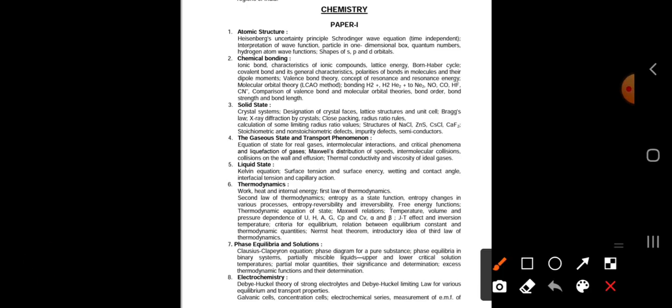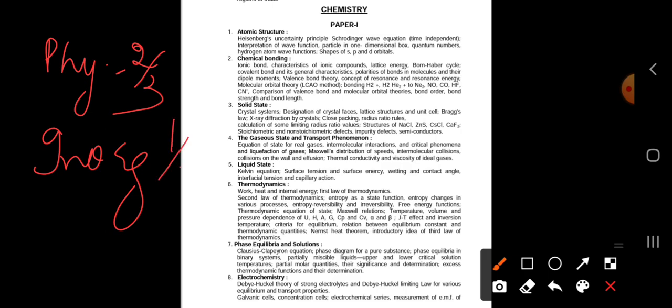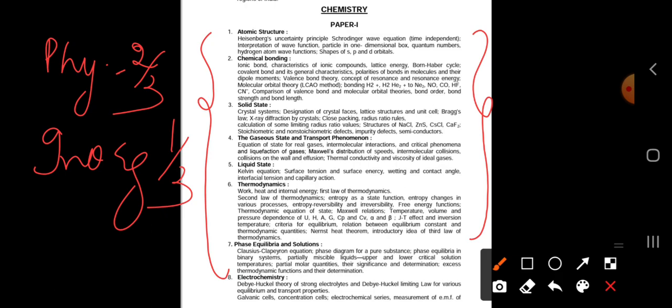The first paper consists of the physical and inorganic portions. The physical portion comprises 2 by 3rd of the syllabus, whereas inorganic comprises 1 by 3rd. Glancing at the syllabus, any chemistry student who has studied chemistry at graduation level will be quite acquainted with the chapters mentioned. However, a strategy needs to be followed to tackle this subject because the syllabus is humongous and one has to stick to the syllabus.